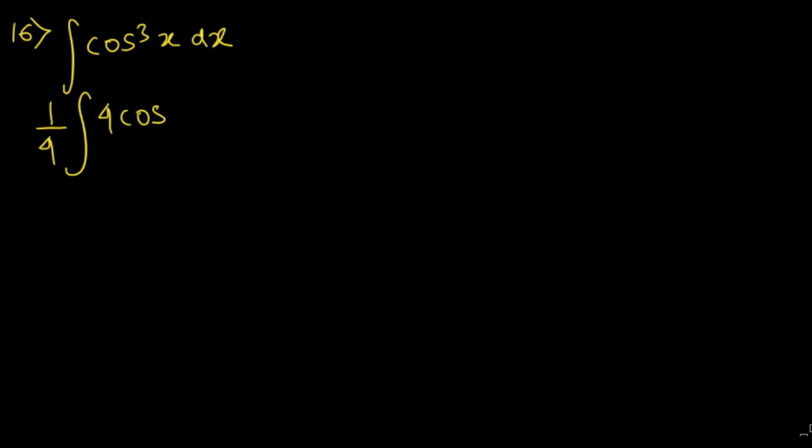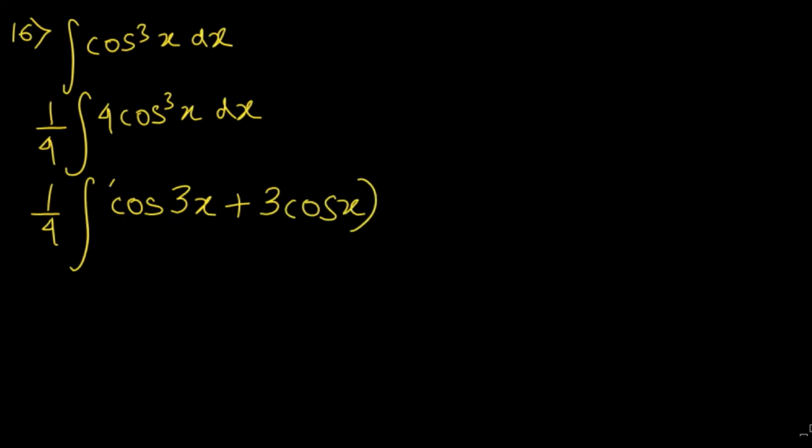So the 16th sum is what? Integration of cos cube x dx. This is also a special formula of trigonometric identities, which on adjusting gives 1 by 4 integration of 4 cos cube x, which equals cos 3x plus 3 cos x. This is a special formula, and obviously dx is there.